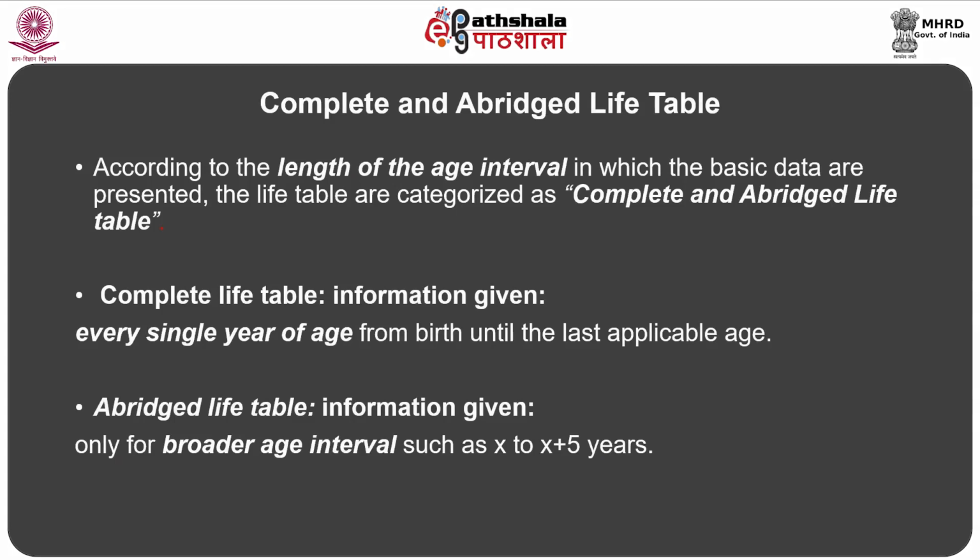Complete and abridged life table. According to the length of the age interval in which the basic data are presented, the life tables are categorized as complete and abridged life table. In a complete life table, information is given for every single year of age from birth until the last applicable age. In abridged life table, information is given only for broad age intervals such as x to x plus 5 years.